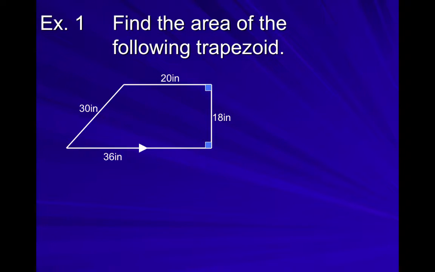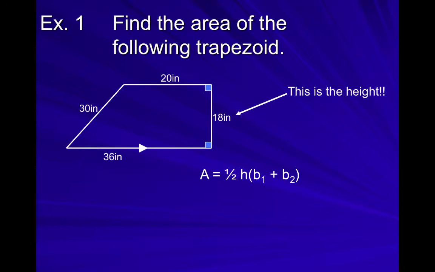I give you quite a bit of information here. I give you the two lengths of the bases, 20 inches and 36 inches. I give you this side on the left, which is 30 inches, and then I give you the perpendicular side, which is actually our height as well, which is 18 inches. So because that side on the right is perpendicular to both the bases, then this has to be the height. Okay? And so if we plug everything we know into our formula, we basically know that it's going to be 1/2 times 18, because 18 is the height, and then in parentheses we add our bases, so 36 plus 20.